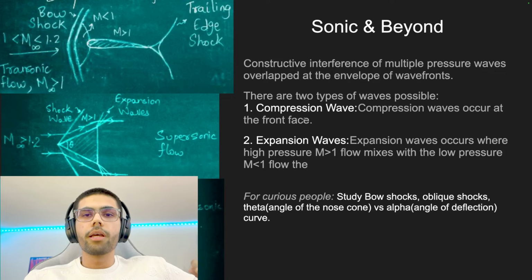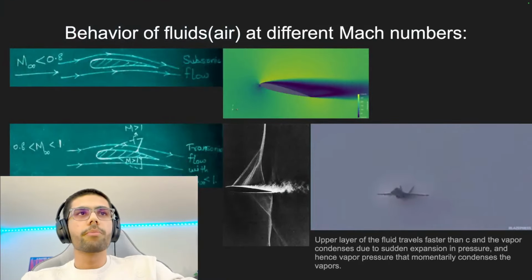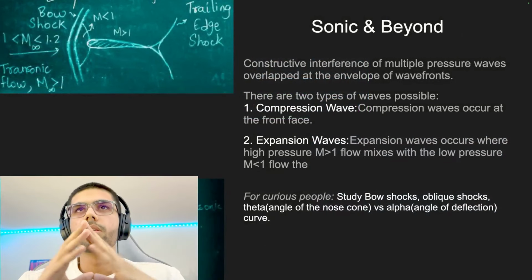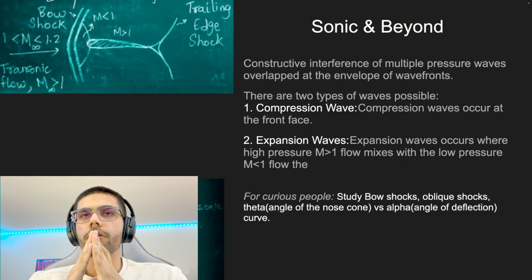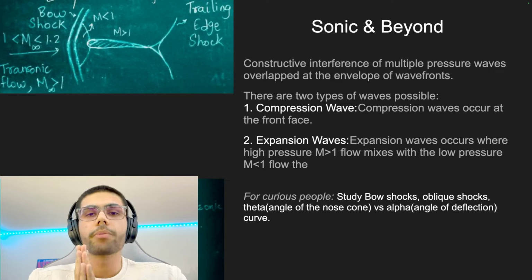So once we cross this Mach 1, something interesting happens. As I told, the shock waves. Now there are two types of shock waves: the compression waves and the expansion waves.